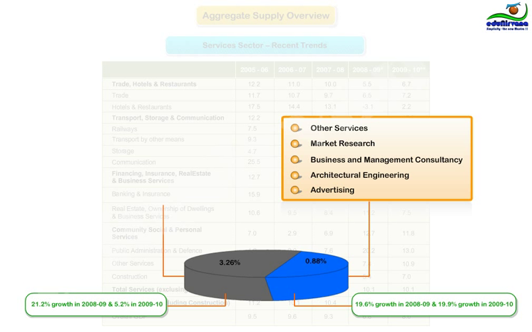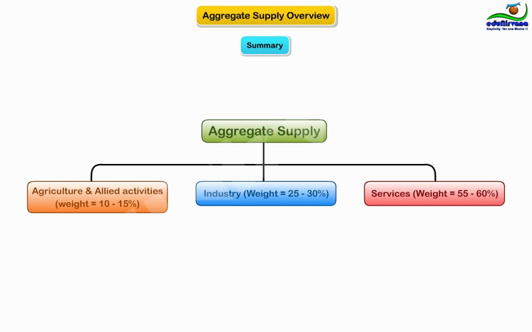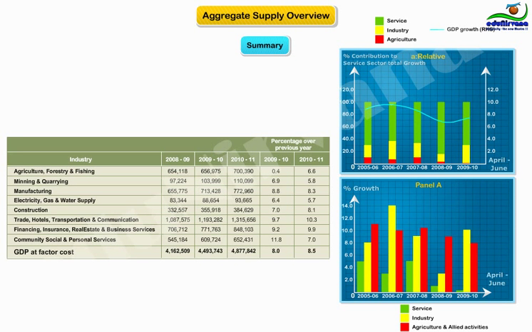Hope now you have a clear understanding of the overall aggregate supply of goods and services in the Indian economy. Let's summarize by key table and graph, which will give you a complete picture of the supply of goods and services in an economy in one place.